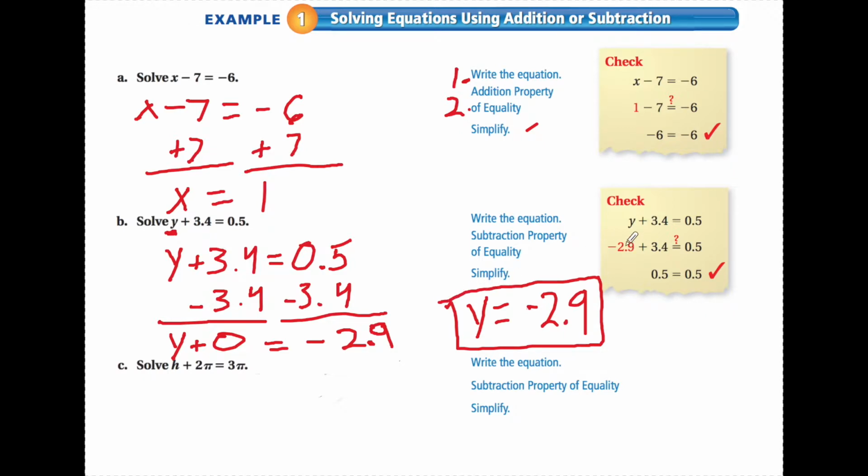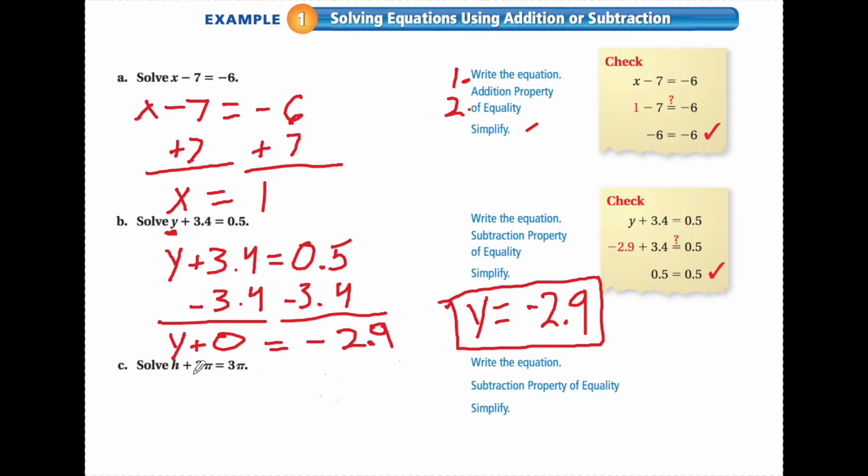We can check it. We can plug negative 2.9 back into the equation. So we'll substitute it in for y. So now we have negative 2.9 plus 3.4. That equals 0.5. So our equation is balanced. So we know that this is the correct answer.